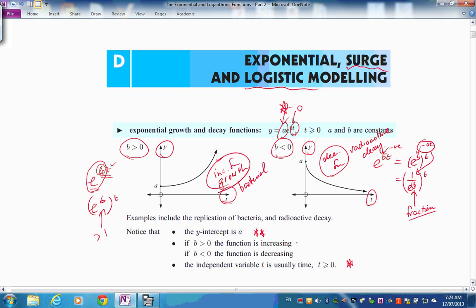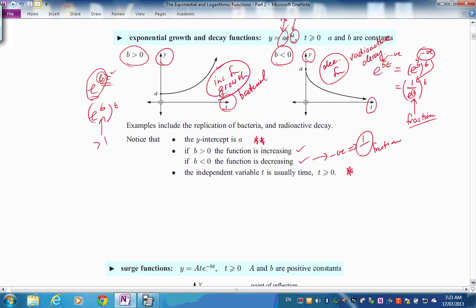And of course, if b is greater than 0, the function is increasing. If b is less than 0, the function is decreasing, because it's a negative power, remember, which implies 1 over, we've got a fraction raised to a power, so it's going to decrease. And here, the independent variable is usually time, in the context that we're going to be working. Not always, but generally it would be. Okay, so let's go down and have a look at some of the other possible models we might use.